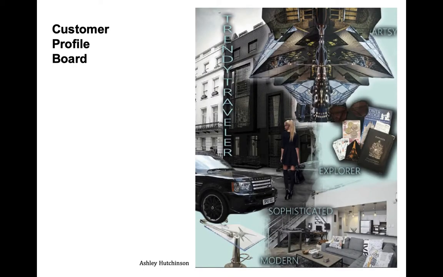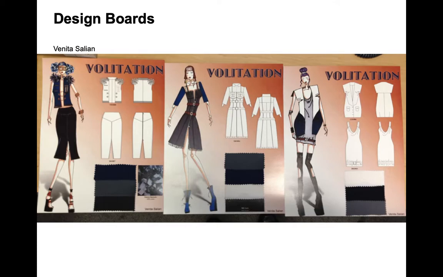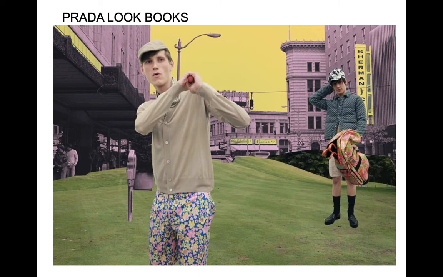Students will also use Photoshop for their customer profile board. So here's one example. So it's a collage type format. And another example of a mood board as well. And another example of illustration boards that are done in Photoshop. So you can see the illustrations were colored in Photoshop in this case. There's 2 examples by Prada. They're really very creative when it comes to using Photoshop and creating interesting collages.